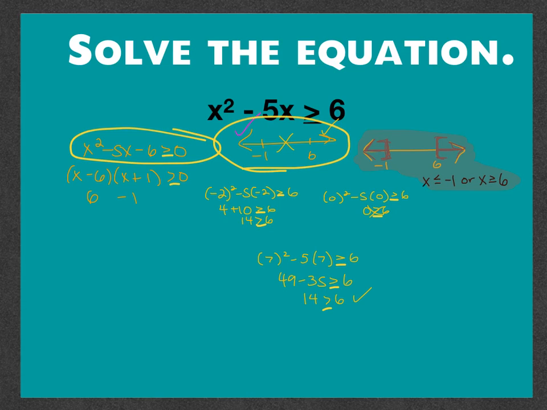So then my solution set comes from the outside. The arrow is pointing out. This is now or equal to, so it gets brackets. And I would say that x has to be less than or equal to -1 or greater than or equal to 6.